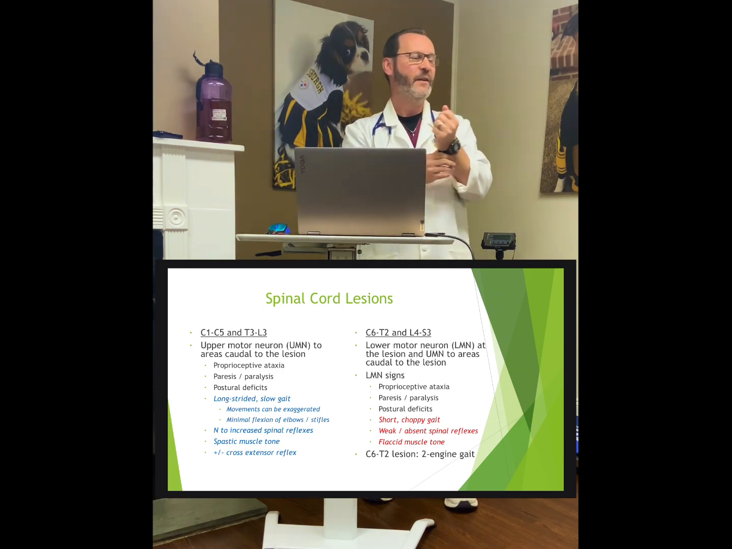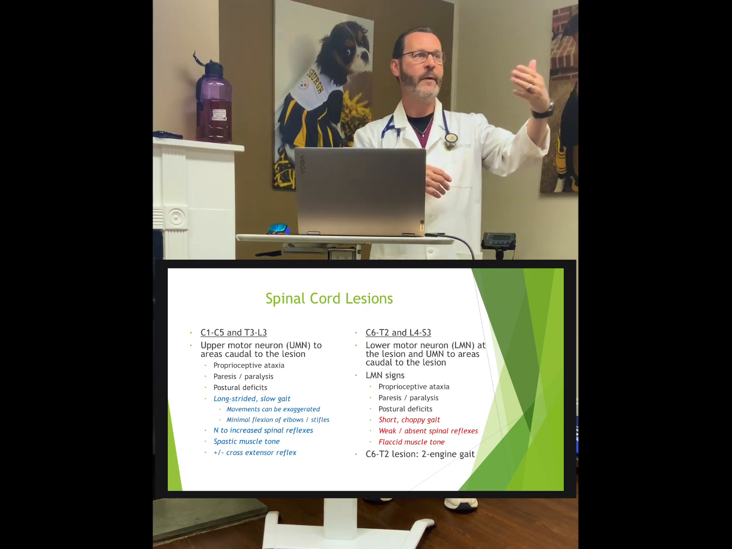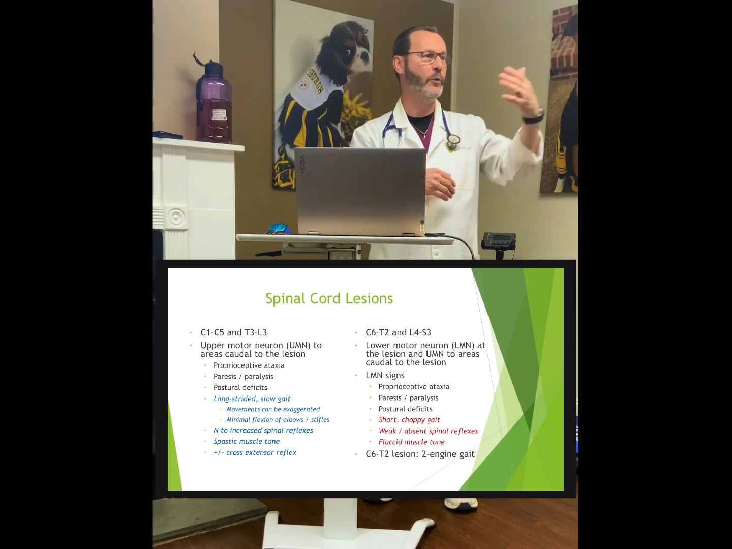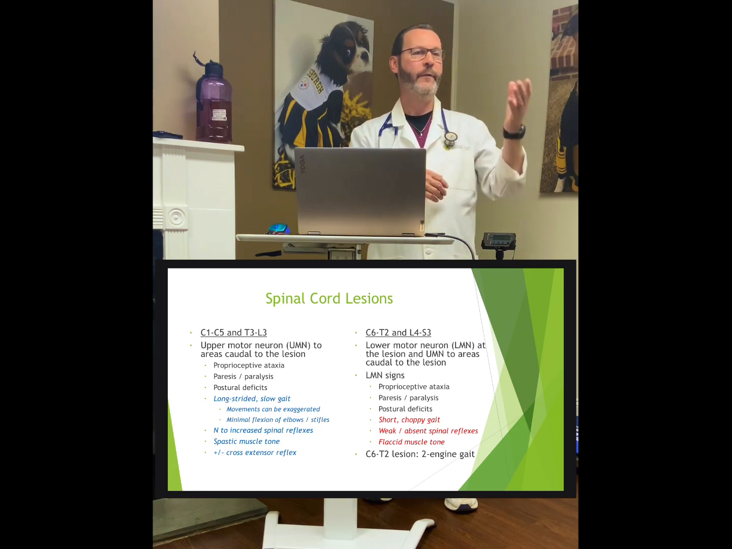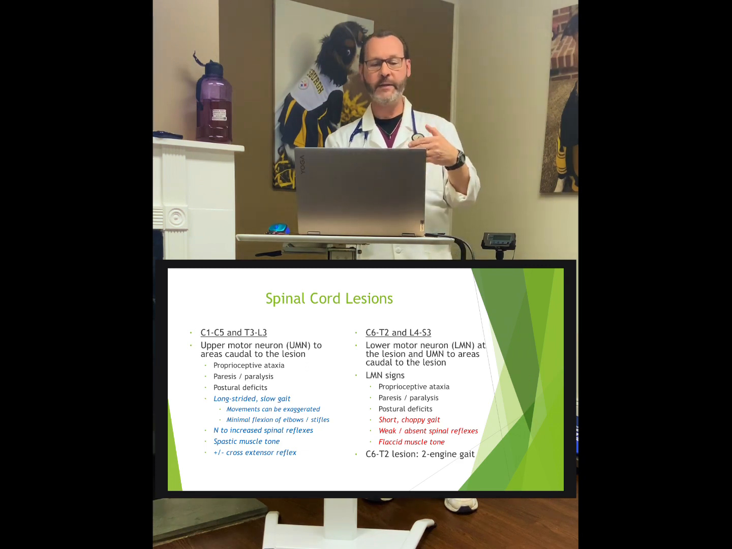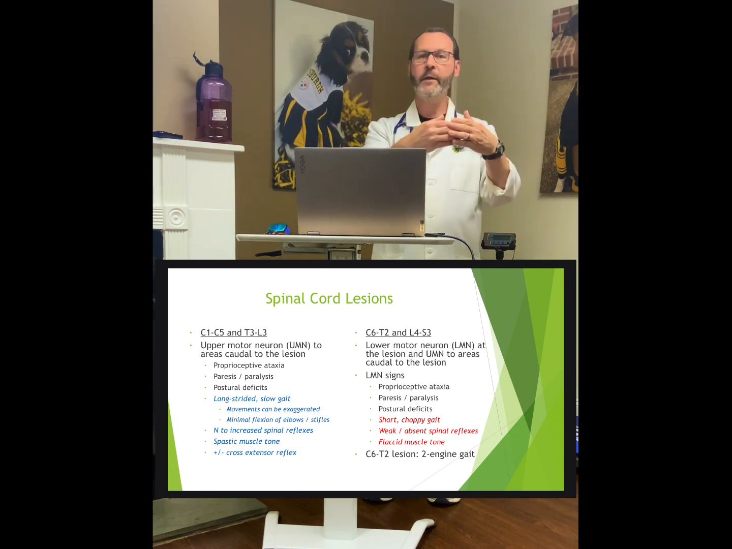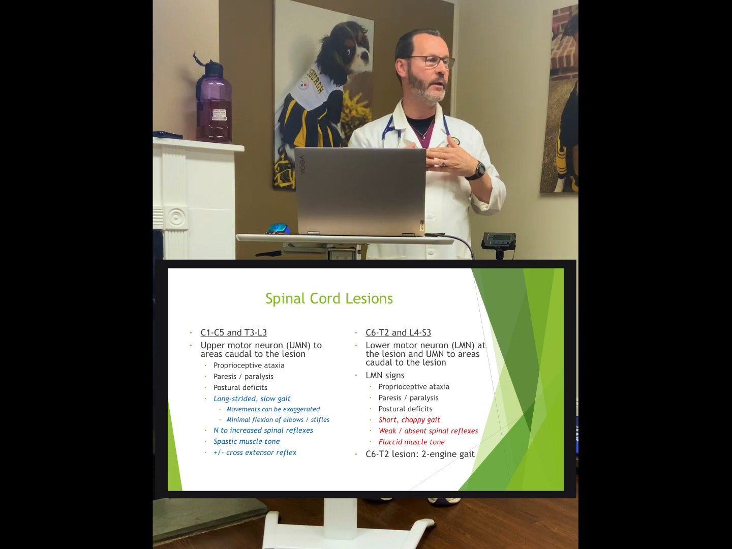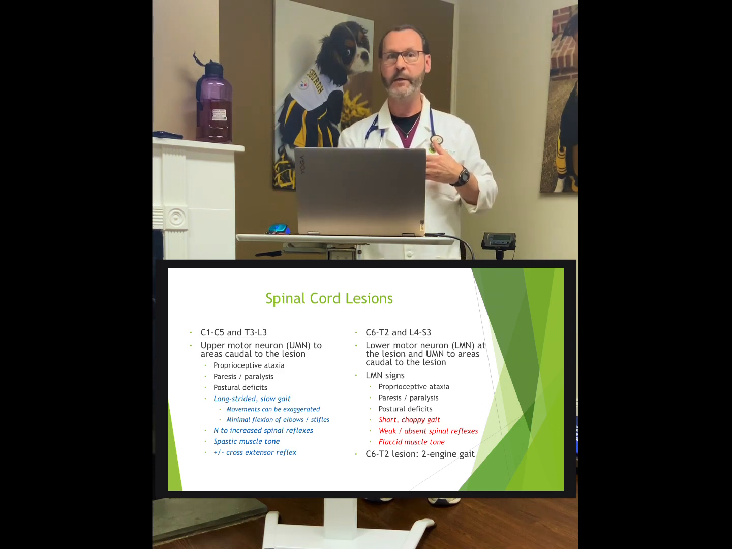Sure. So if you have a lesion in C1 to C5, okay, all spinal cord segments caudal to that are going to be abnormal, so it's going to affect all 4 limbs, okay? If you have a lesion in the T3 to L3 segment, that's between the front limbs and the back limbs. So only the areas caudal to the lesion are going to be affected, so only the pelvic limbs will show the upper motor neuron signs in a T3 to L3 lesion.